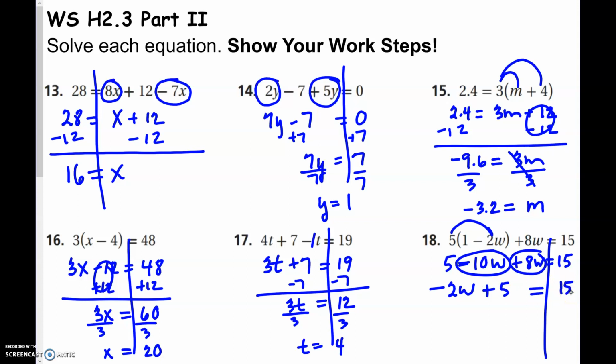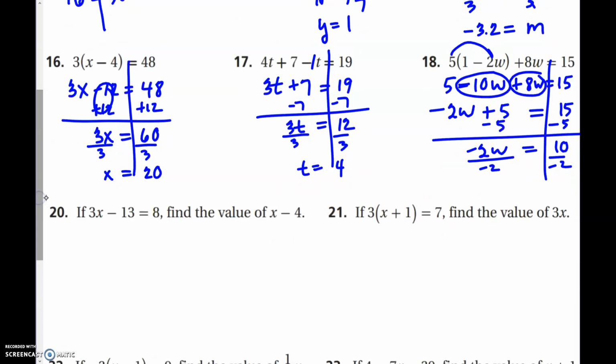Because this is a positive 5, we are going to subtract 5 from both sides. So we have negative 2w equals 10. Now that says negative 2 times w, so the opposite of times is divide. So we're going to divide by negative 2. When we divide both sides by negative 2, we get w equals negative 5.